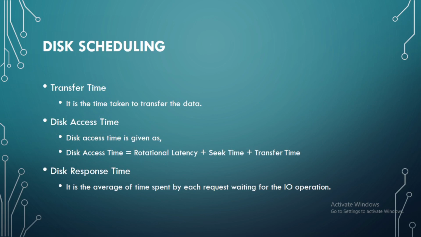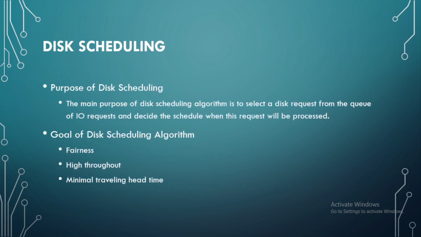Disk access time is given as the sum of rotational latency plus seek time plus transfer time. Disk response time is the average of time spent by each request waiting for the input output operation. The purpose of disk scheduling is to select a disk request from the queue of input output requests and decide the schedule when this request will be processed. The goal of disk scheduling algorithms is to implement fairness, high throughput, and minimal head travel time.